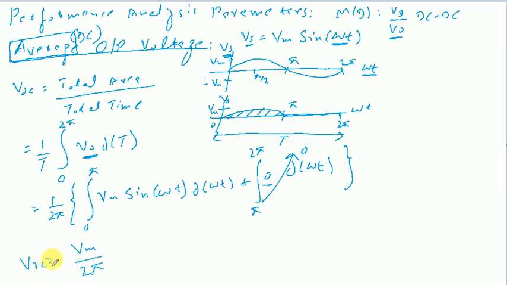This is the DC, or the average value, for a half wave rectifier circuit. So you can just remember this value, and then we will see that when we have the calculation of this same performance analysis parameter for a full wave rectifier. What will be the value of that in the case of a full wave rectifier circuit?